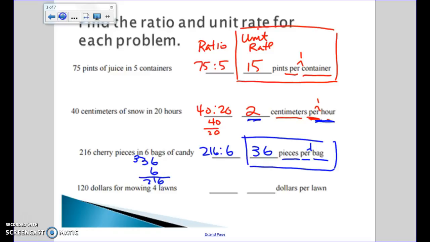Finally, we're doing dollars per lawn. So we're going to compare dollars to lawns: $120 to 4 lawns. I would like to know per 1 lawn. If I could reduce this, and I think it will reduce very well, I would get $30 per lawn. 30, 60, 90, 120. And this again is called the unit rate. Now we're going to use that when we're comparing prices. The unit rate is very useful.